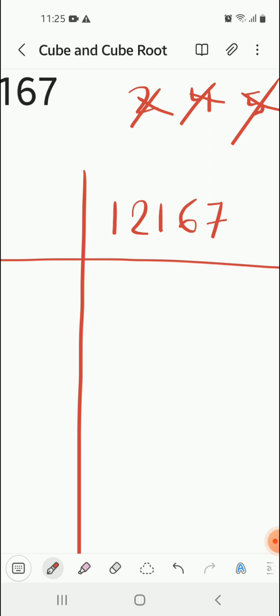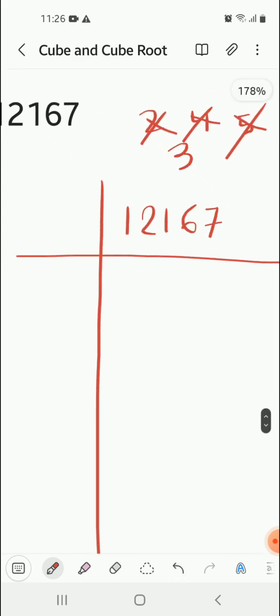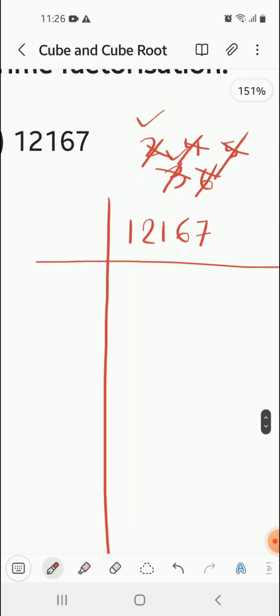We have to find the sum of the digits. So 1 plus 2 is 3, plus 1 is 4, plus 6 is 10, and then we have got 7, that is 17. So 17 is not divisible by 3, so not divisible by 3 as well. Not divisible by 6 as well, since it is not divisible by 2 and 3, so definitely not divisible by 6 as well.